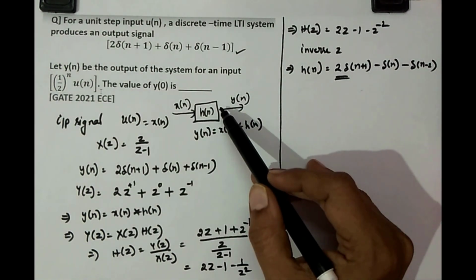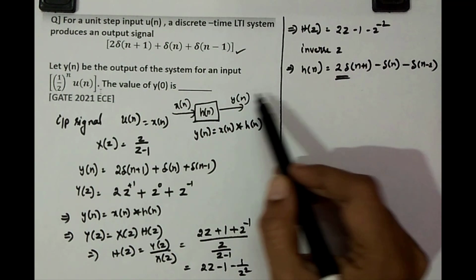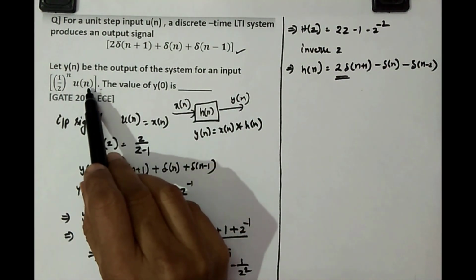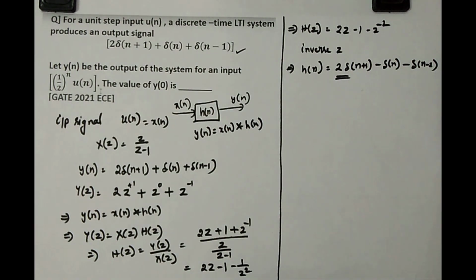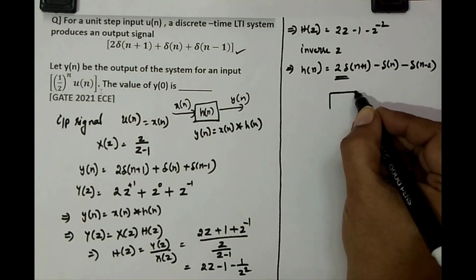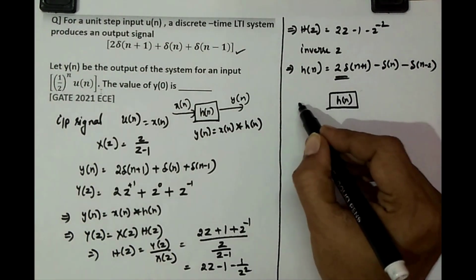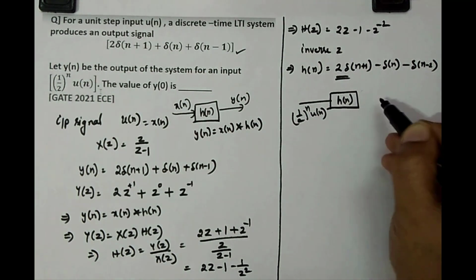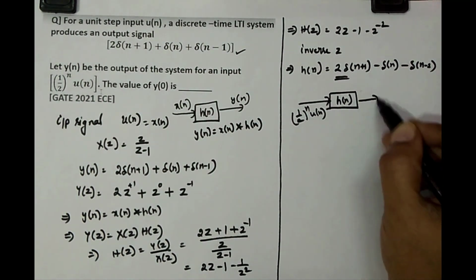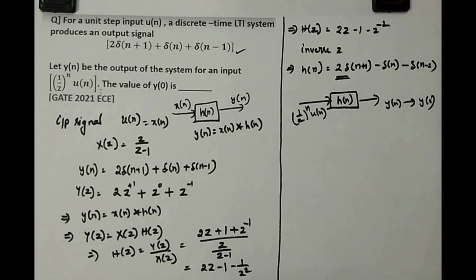Now in the second part, for the same system, the input is given as half power n u of n, and you have to find y of 0. So what is the second part? This is your h of n, and the input is half power n u of n. From this you have to find y of n, and from that y of 0.